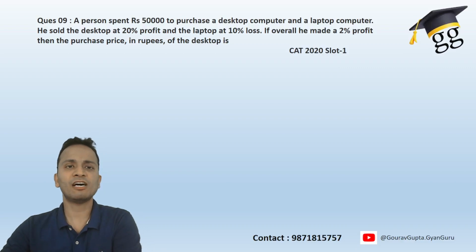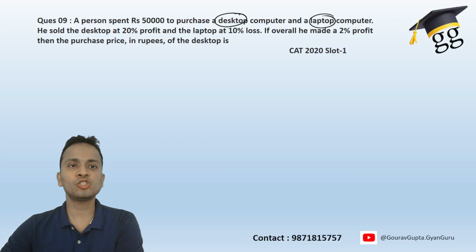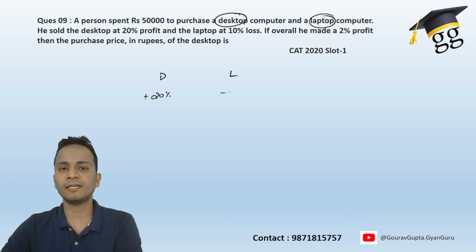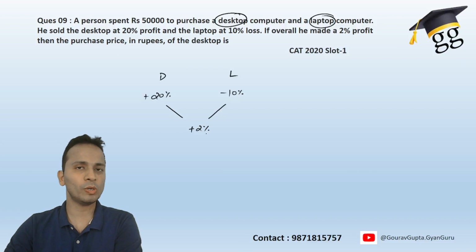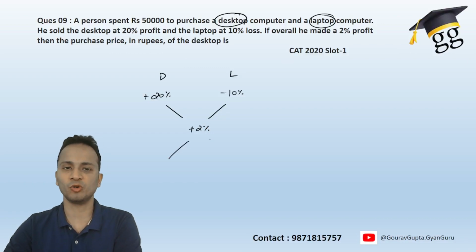Person spent 50,000 to purchase desktop and laptop. He sold desktop at 20% profit and laptop at 10% loss. Okay. Overall, he made a profit of 2%. You understand which direction I'm going.